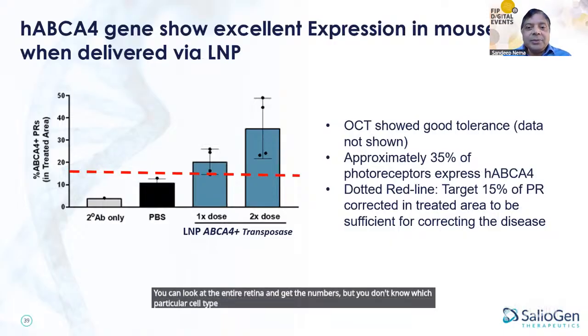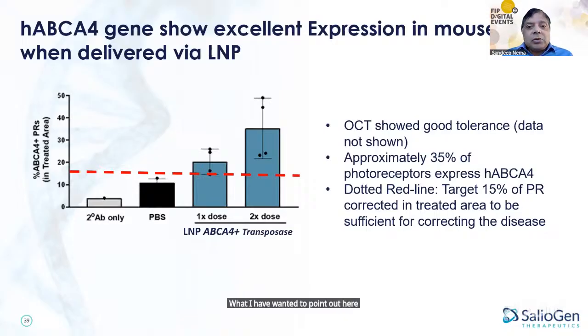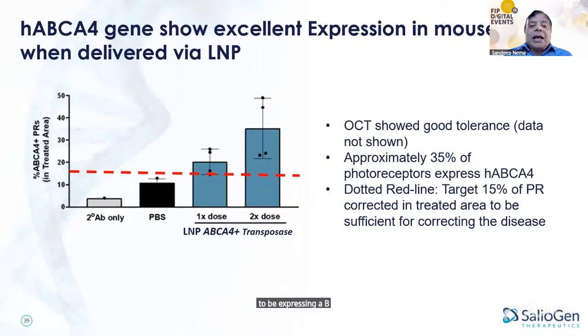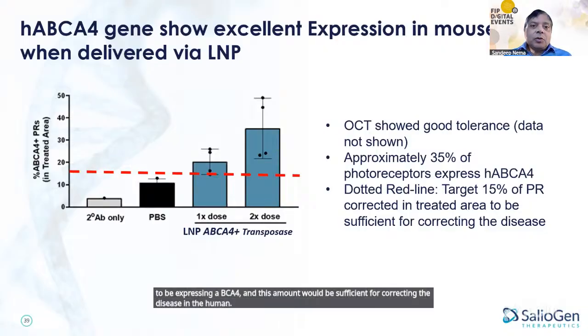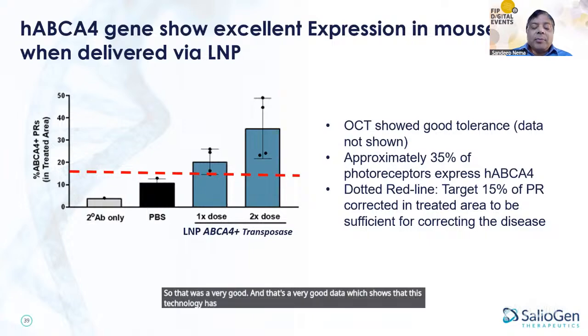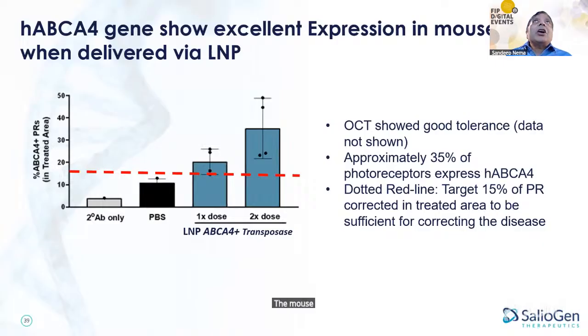it is expressing it. What I wanted to point out here is that based on our calculation, we needed only 15% of the photoreceptors to be expressing ABCA4, and this amount would be sufficient for correcting the disease in the human. So that's very good data, which shows that this technology has extreme promise. Obviously, the mouse data may or may not always correlate with the human data, but very promising data.